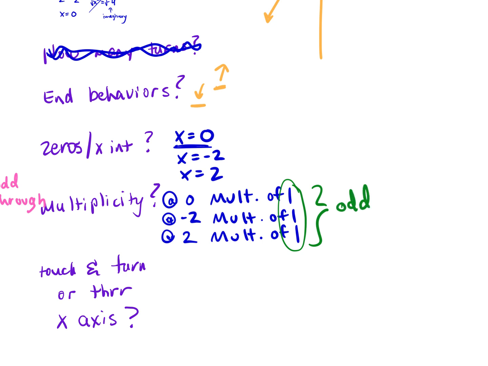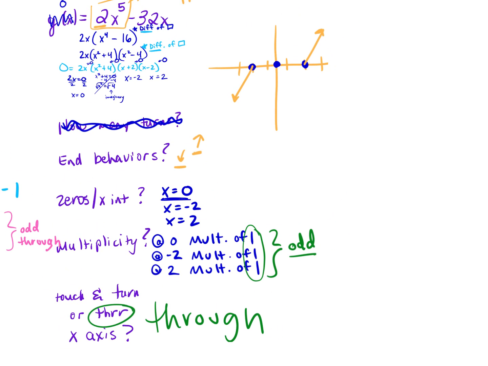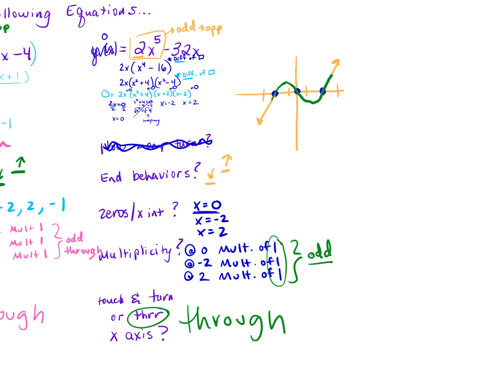So if we have odd multiplicity, do we touch and turn or go through? We would go through the x-axis. So at each one of our points here, we're going to go through the x-axis. So at negative 2, I would go through the x-axis. At 0, I go through the x-axis, and at 2, I go through the x-axis. So my graph would look like this.